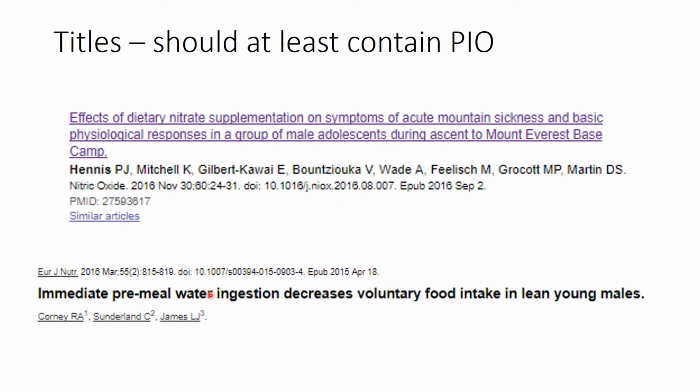Now if we move on to Caroline's, this one's perfect for our purposes, because what this is saying is immediate water ingestion intervention decreases voluntary food intake outcome in lean young males population. This intervention decreases this outcome in these people. So just think about that for a second. Caroline's decided to write a paper and give you the title describing the most interesting, important information. All they've done is describe those three elements of PICOS, nothing more.